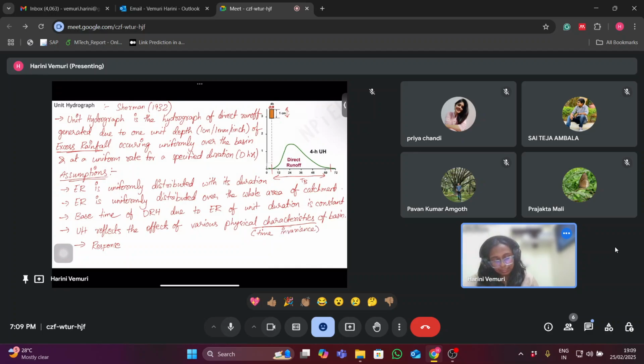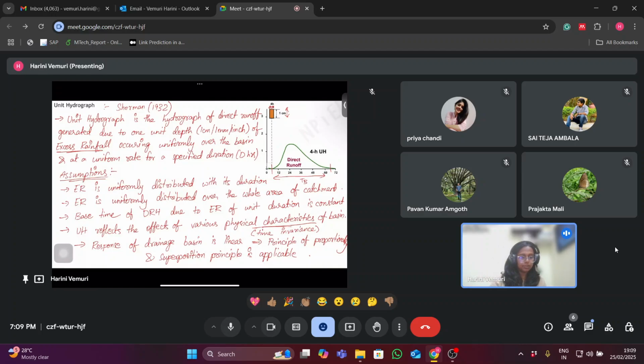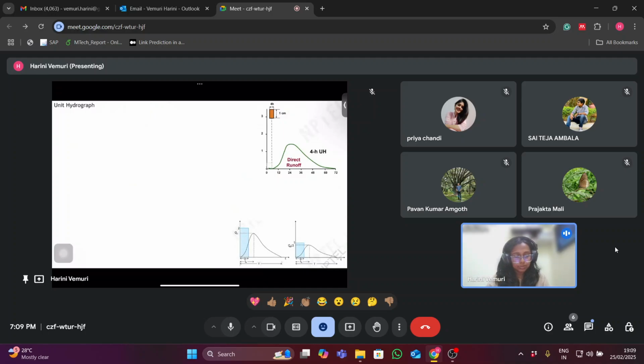Okay. And the last assumption is the response of the drainage basin is linear. So that means it satisfies the principle of proportionality and superposition principle is applicable. Okay. We'll discuss what is the principle of proportionality and superposition.